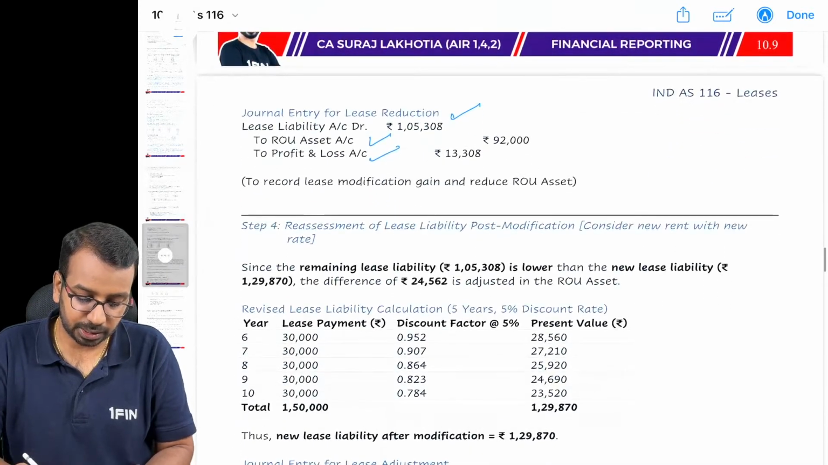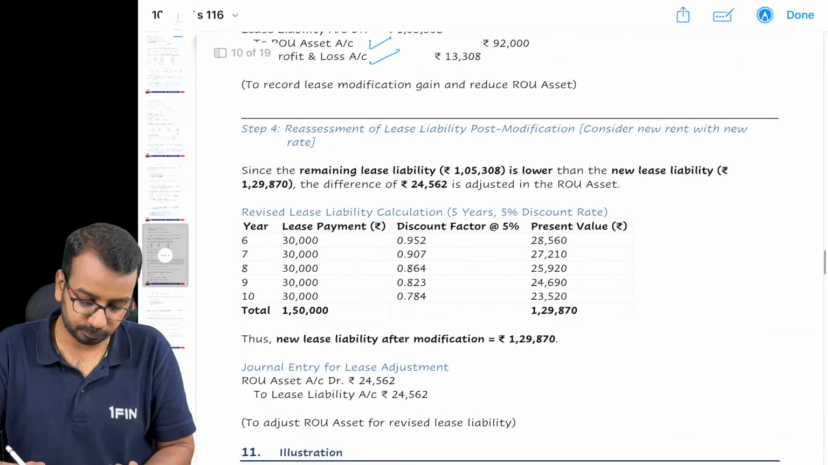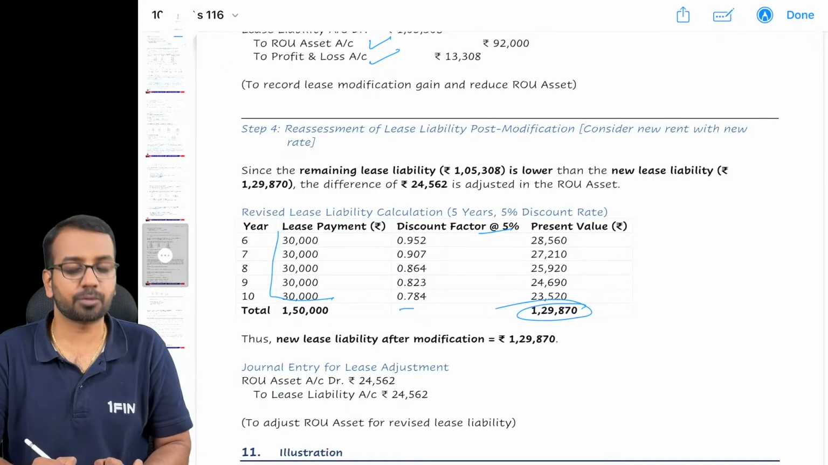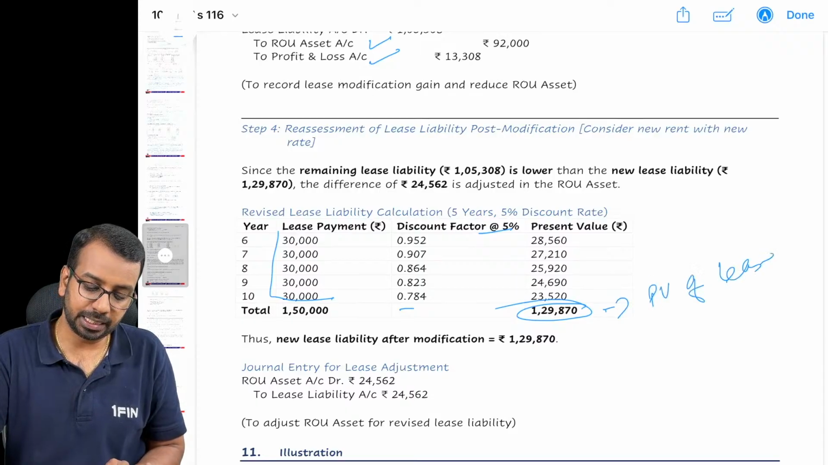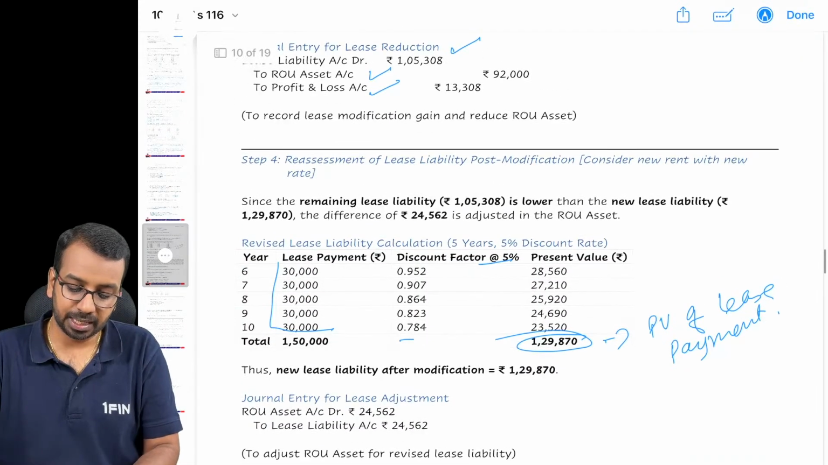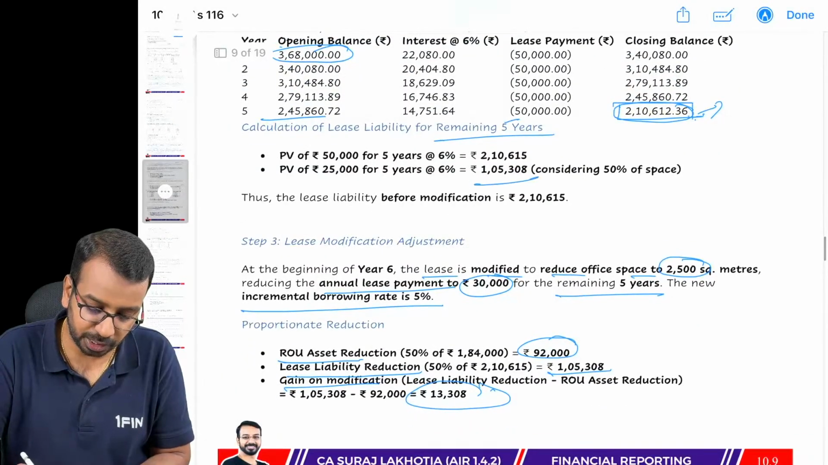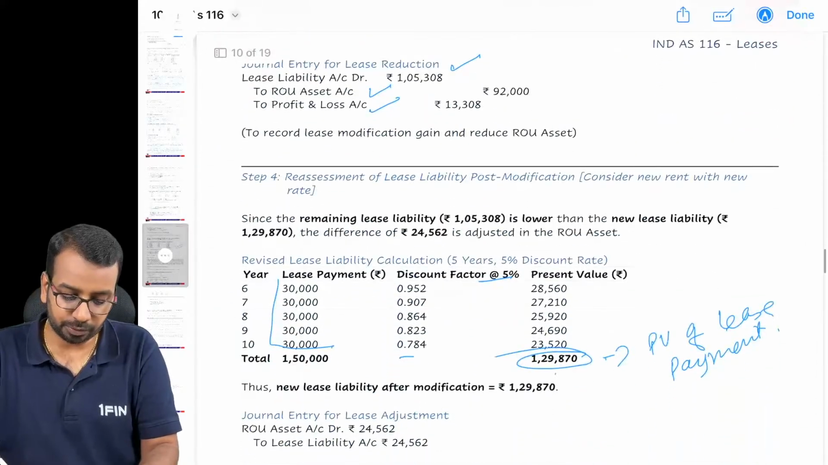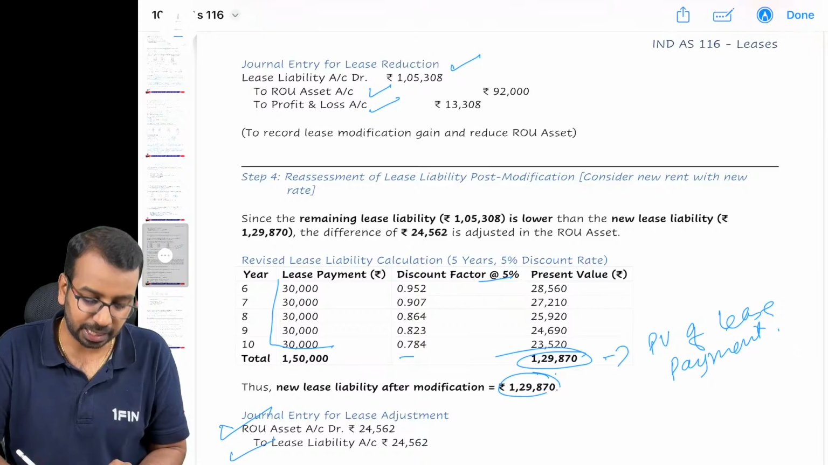we will compute the revised rate. Balance payment is 30,000, discount factor 5%, we are left with 1,29,870. This is the present value of lease payment using the new rate. Currently our lease liability should be how much? Lease liability should be 105 for the half of the period. So 129 minus 105, whatever is the difference, that will be adjusted to right of use asset and lease liability.